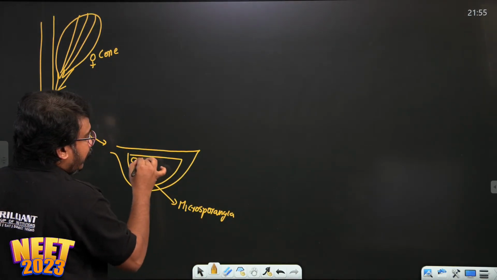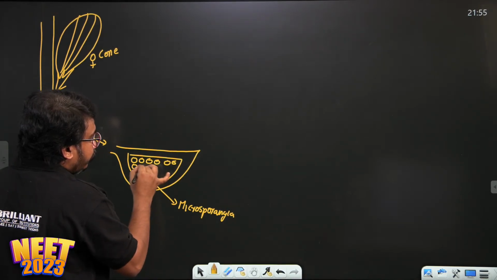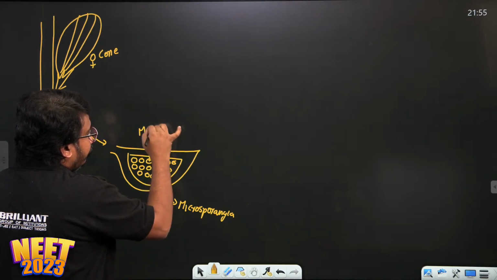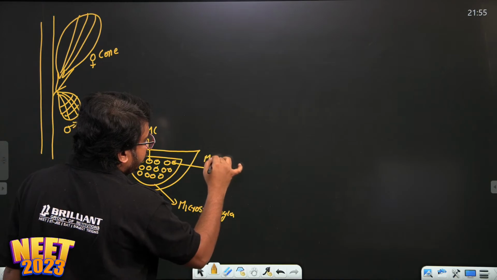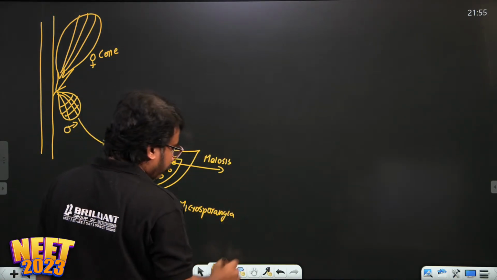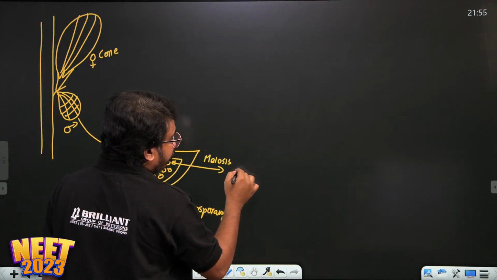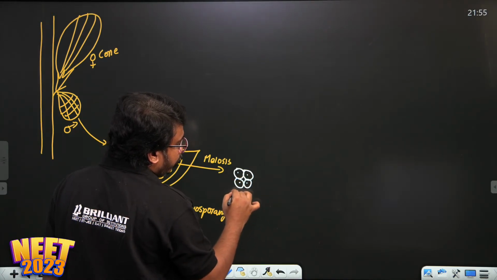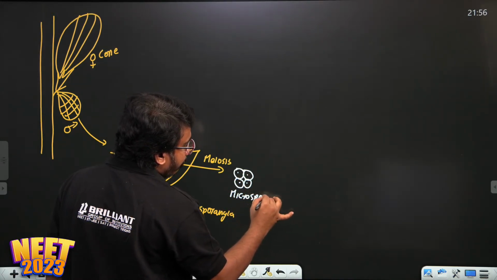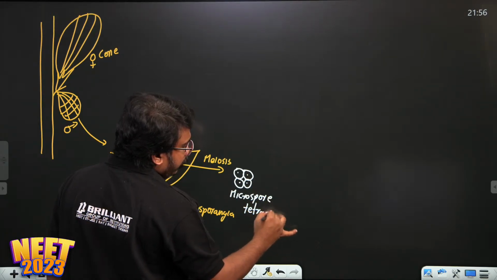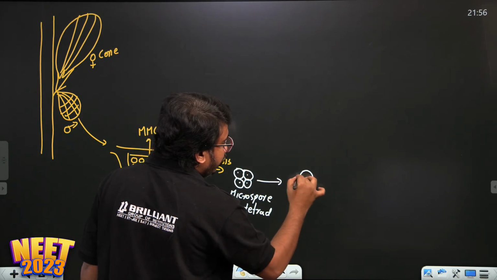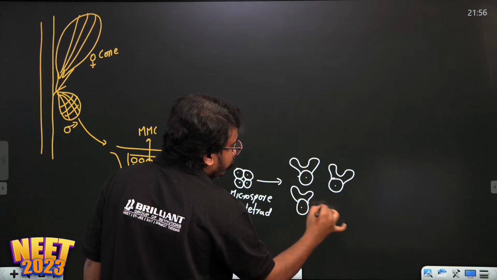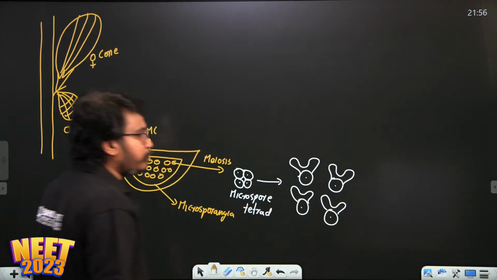This microsporangia would be possessing microspore mother cell. This microspore mother cell will be undergoing meiosis in order to form the haploid spores. This haploid spore, so first they will be forming a microspore tetrad, or I should tell it's a pollen tetrad. Later they dissociate in order to form winged pollens. So these winged pollens are also observed in Gymnosperm.